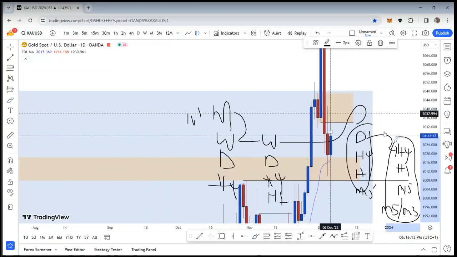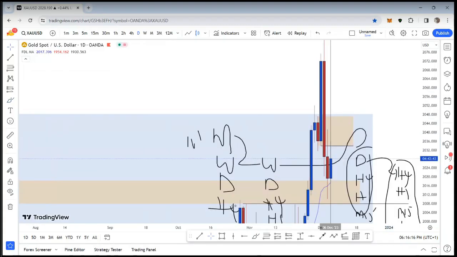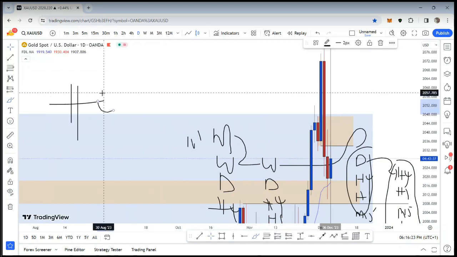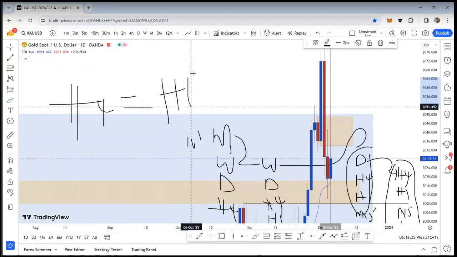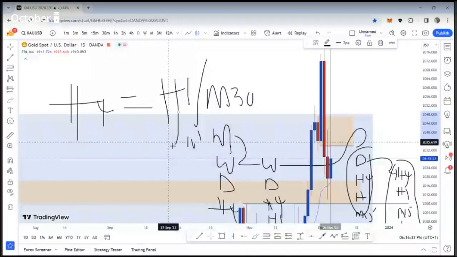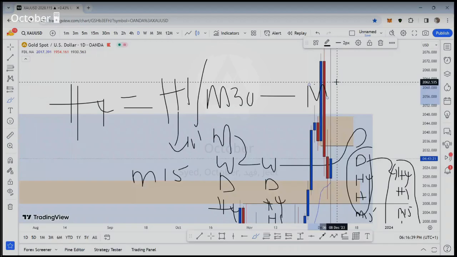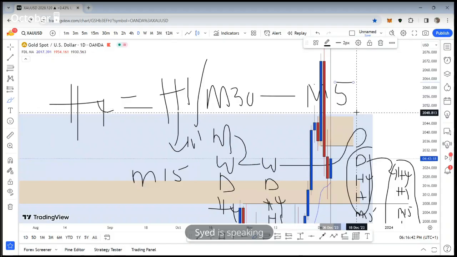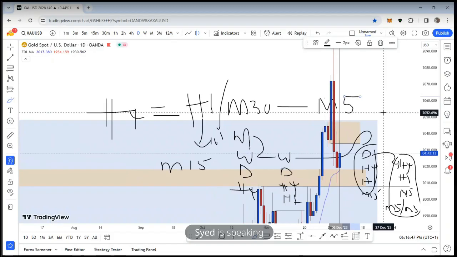So, now let me clarify something. H4 equals H1 slash M30. Now, for H1, we use M15. For M30, we use M5. Is that clear? Absolutely. Okay.